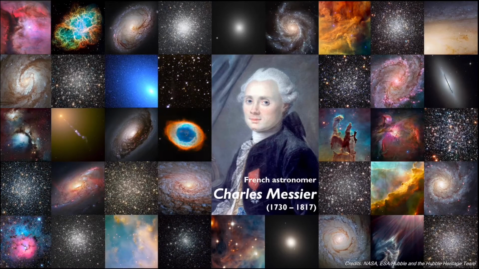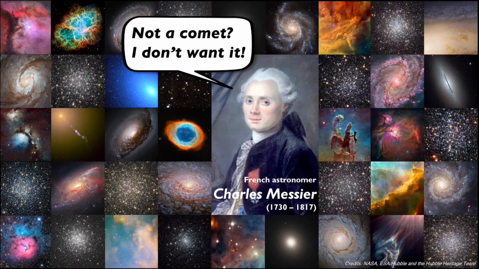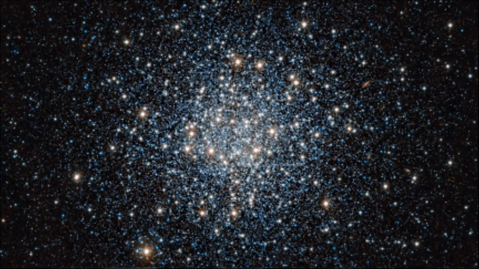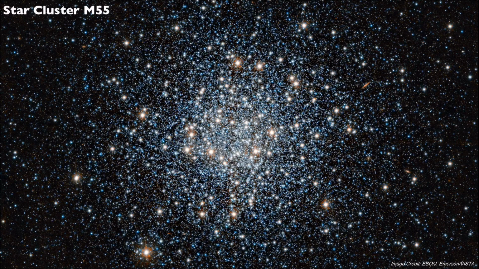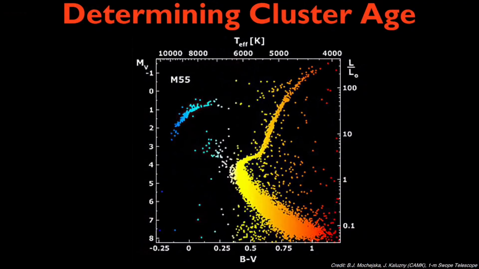The 55th item in Charles Messier's catalog of undesirable objects in his hunt for comets, globular cluster M55 is home to almost 269,000 solar masses worth of stars, 55 of which have so far been found to be variable stars. But if we plot all the stars in M55 on an HR diagram, this is what we'll see. This HR diagram looks slightly different from the HR diagrams we've seen before. Now, this should remind us that the HR diagram is a tool, allowing us to see trends and patterns in different groups of stars under observation.